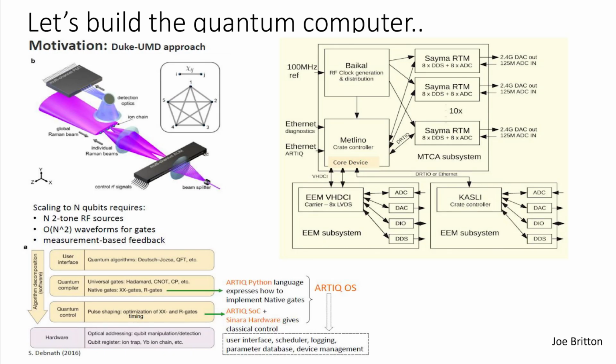Okay, let's build the quantum computer then. We know how to describe the hardware. We know how to build the control system. So this is where ARTIQ and MiGen sit, to build the control hardware. Then we can use the Python language to implement universal gates. And there is one layer which is still missing, and we just applied for a grant to develop a quantum compiler for this architecture.